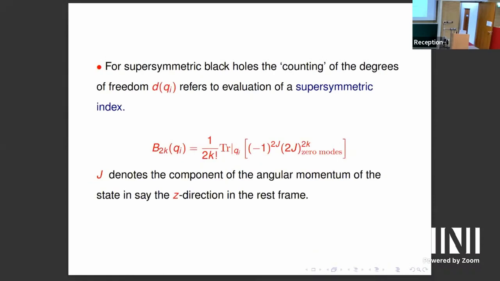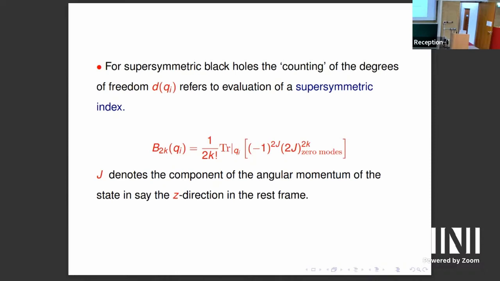I've just given you the formula. What we are actually computing, this degeneracy formula, is something called the supersymmetric index. It's a particular trace. So this B, which I've been writing, this degeneracy, is actually a computation of this index, which is a sort of Witten index, a slight generalization of the Witten index, so that the zero modes are taken care of. So this is the particular index.